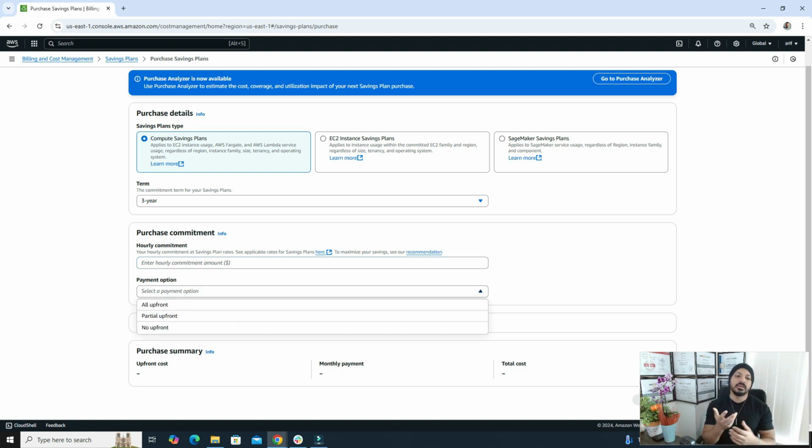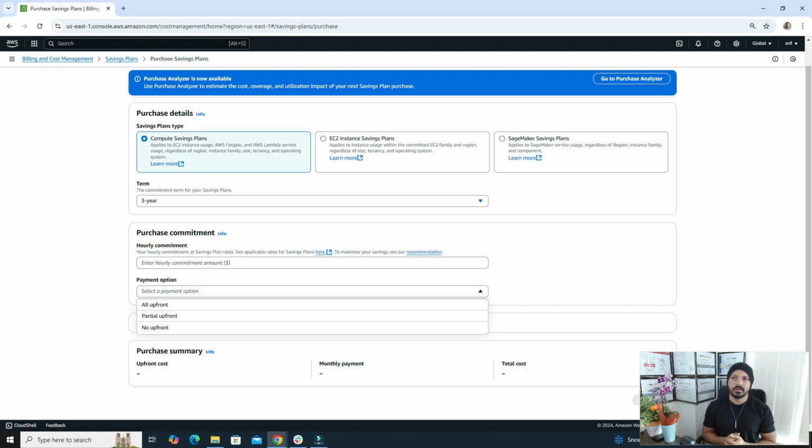There are three kinds of options. One is all upfront. Here you will get the most discount because you're paying the entire amount upfront. The second option is partial upfront, where if you want to pay some money right now and the rest of it on a monthly basis, you can also do that. And the third option is no upfront. Here you are just making the commitment that yes, I'm going to use it, and you will get a discount for it, but you are not paying any upfront money. You will be paying more on a month-to-month basis.